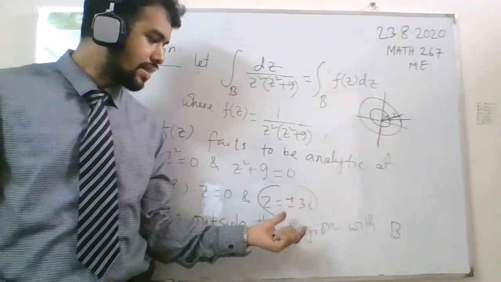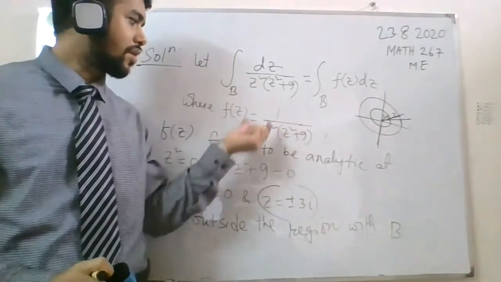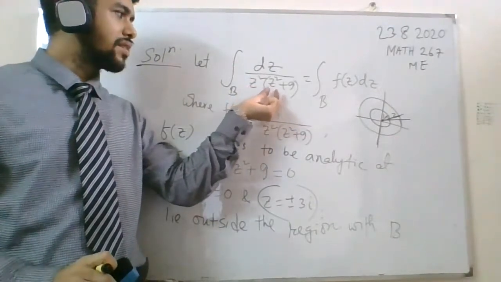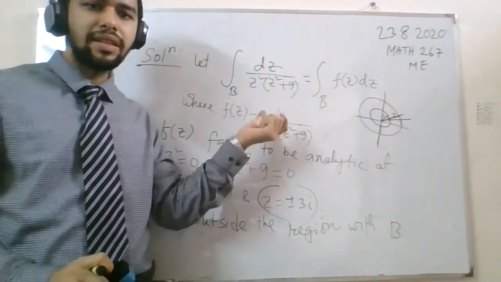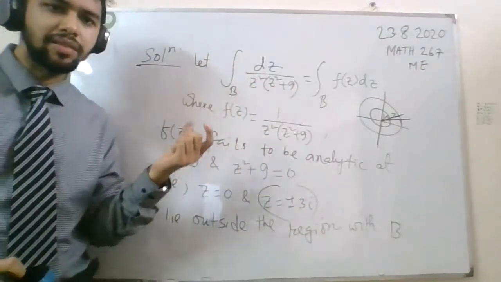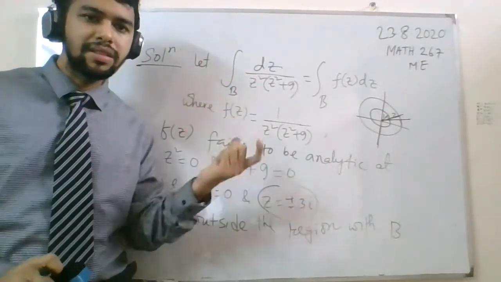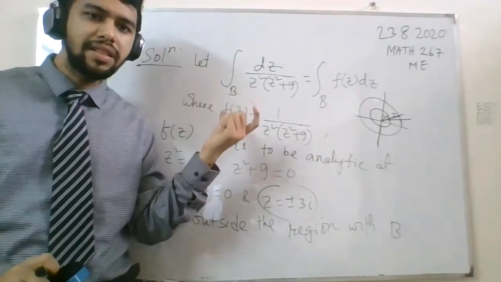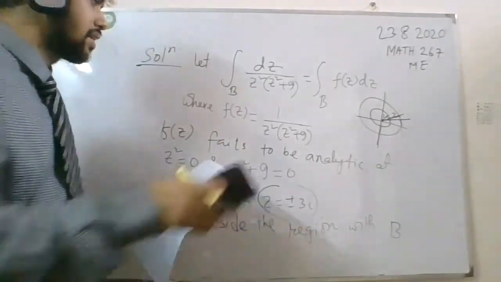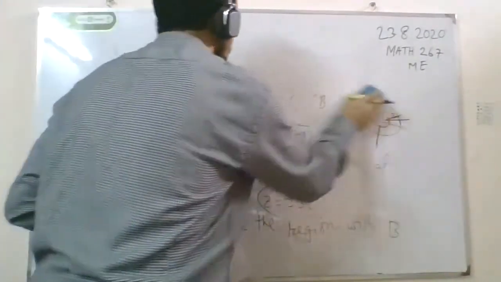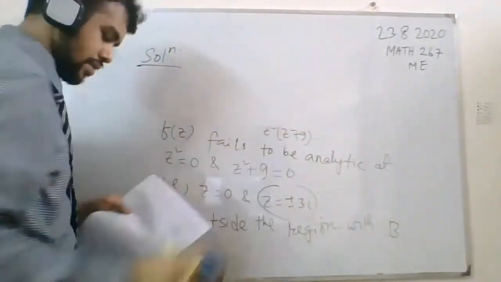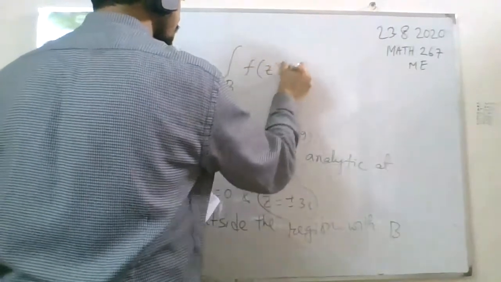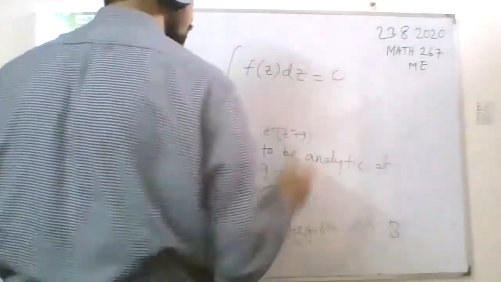So that's why you can say our Cauchy formula, which is integration dz over z square plus 9 equals to 0. That means আমরা Cauchy fundamental theorem এ শিখেছিলাম যে যখন এটা outside the circle হচ্ছে বা outside the region হচ্ছে, then you can say the integration f(z) dz equals to 0. Okay. So you can say f of z dz is 0.